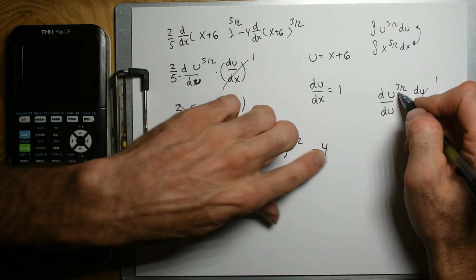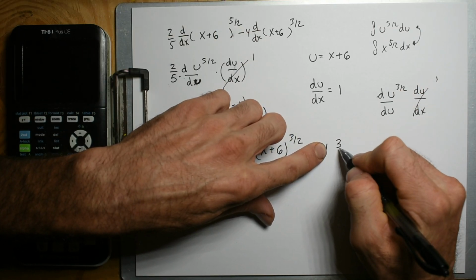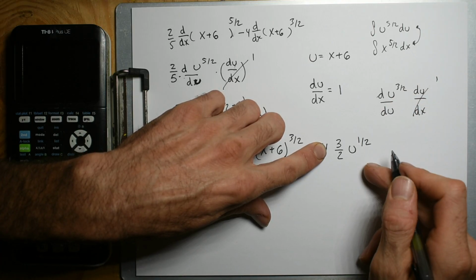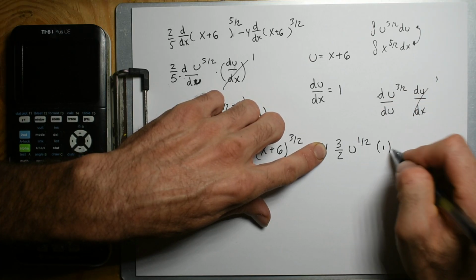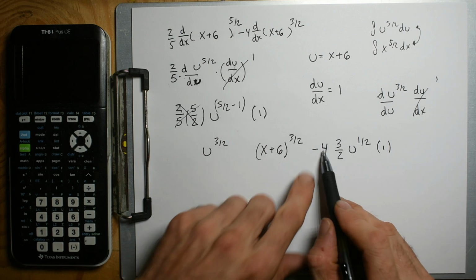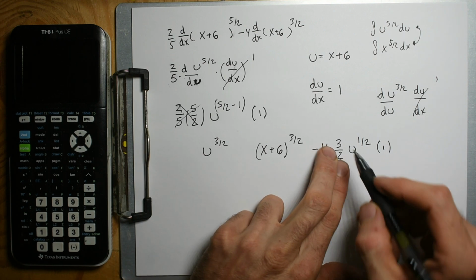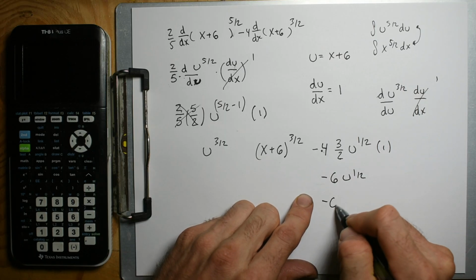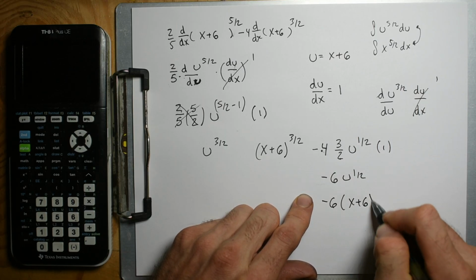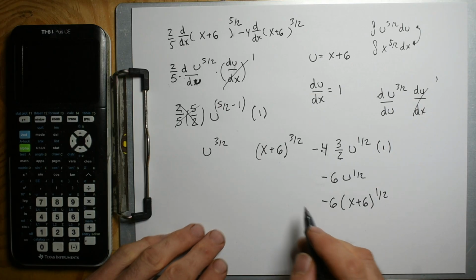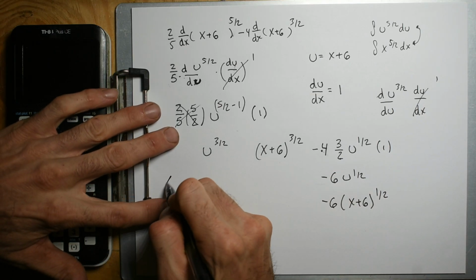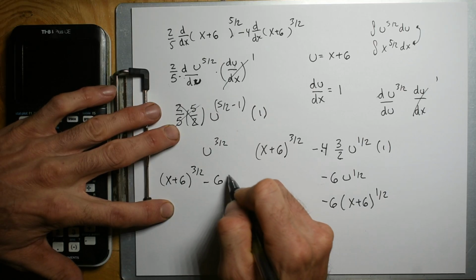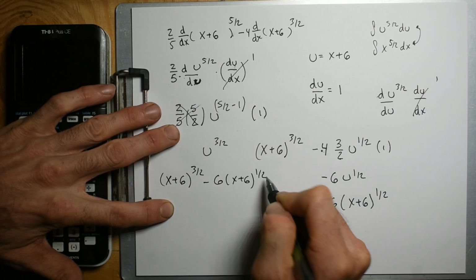And then same thing. We're going to bring down the power. 3 halves. U to the, drop it by 1, that's just 1 half. Hell yeah. And then multiply by 1, we're done. And so this is 4 divided by 2. That's going to be 2. We're going to have negative 6. So we're going to have negative 6 u to the half, which is negative 6 times x plus 6 to the 1 half. And cool. And so now we have x plus 6 to the 3 halves minus 6 times x plus 6 to the 1 half.